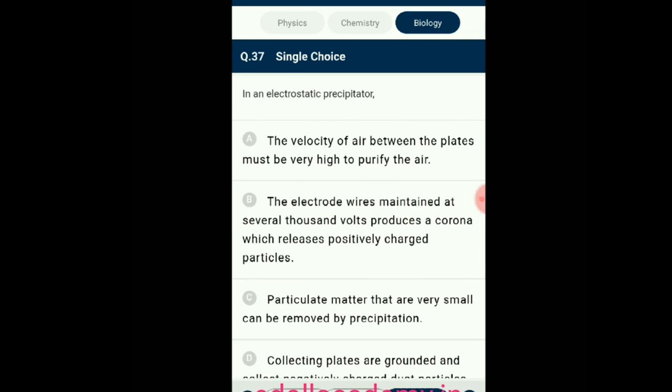Question number 37. In an electrostatic precipitator has electrodes.